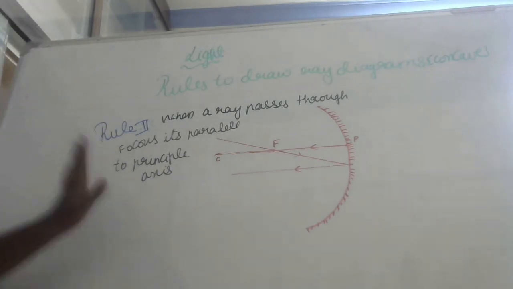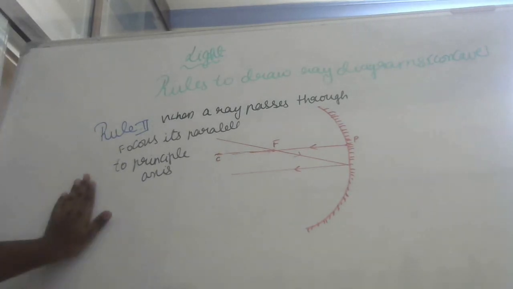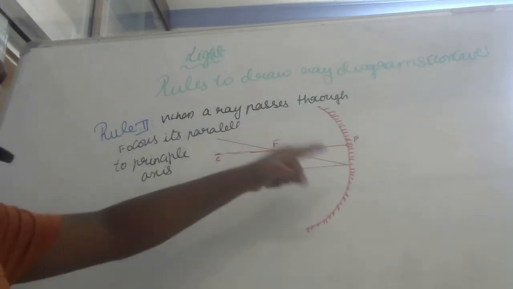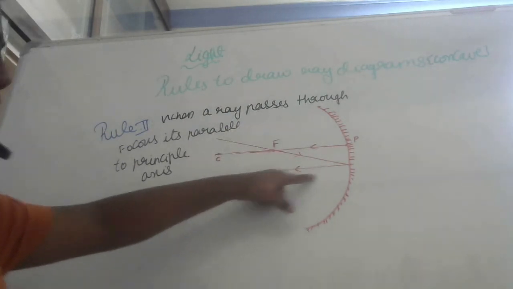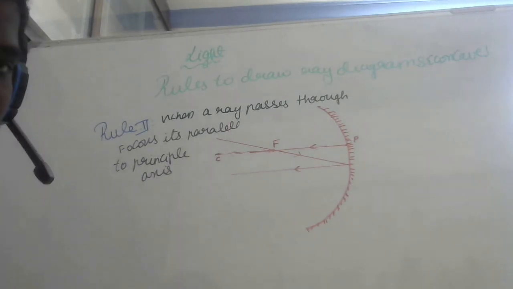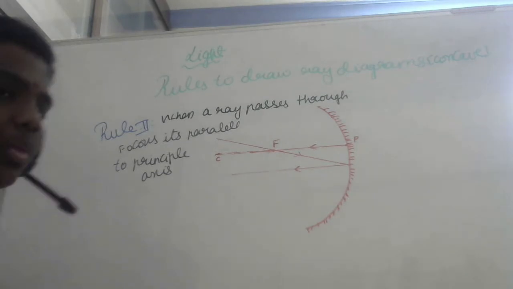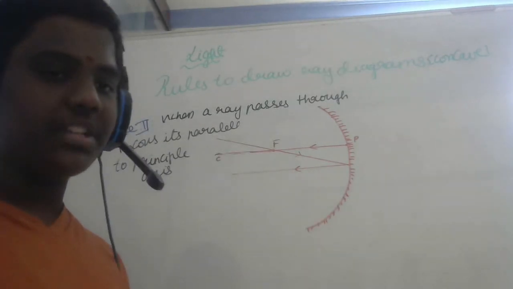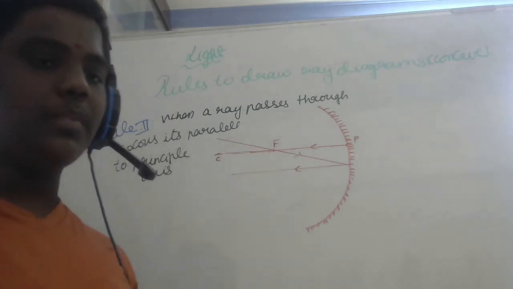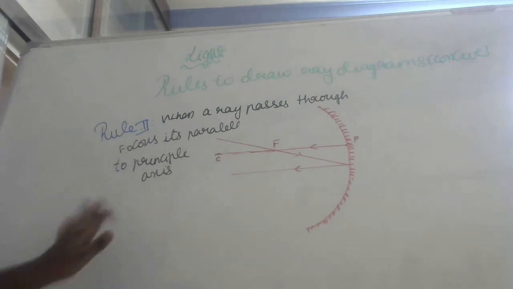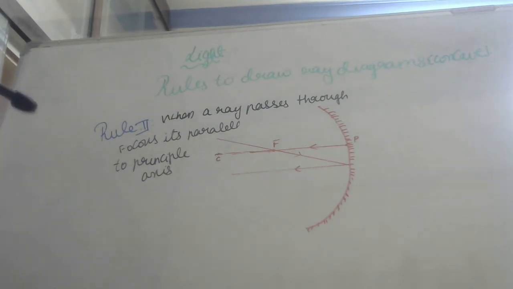So, what is rule 2? Again, I'm repeating. It is nothing but when a ray is passing through focus, after striking the mirror, it is running parallel with the principal axis. So rule 1 and rule 2 are very easy to remember, because they are converse of each other. If you remember one, the other will come automatically to you. I hope you have understood rule 1 and rule 2 ray diagrams.